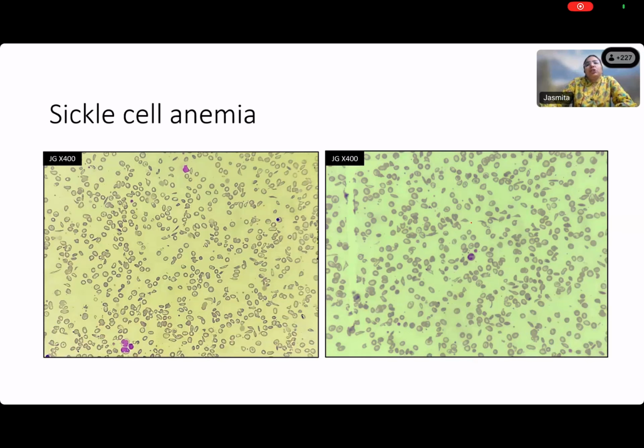Now the other finding that we are used to seeing and have to watch out for is the presence of sickle cells. When we look at sickle cells, we remember the classical shape. However, somebody asked what is the rule of 3? That is, hemoglobin multiplied by 3 should be the hematocrit. That is the rule of 3.